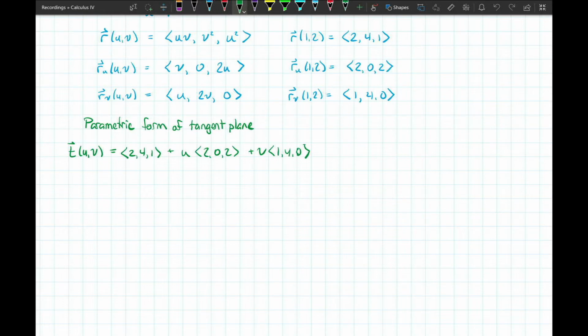Now it's up to you. If you want to, you can actually write this as a set of equations for x, y, and z as well. x would equal 2 plus 2u plus v. y would just be simply parameterized by 4 plus 4v. And z would be parameterized by 1 plus 2u. All right, well, why don't we take a look and see what that looks like over here in Maple.